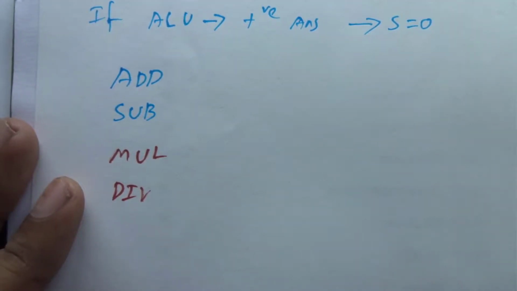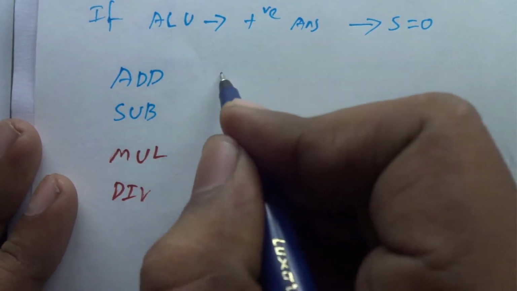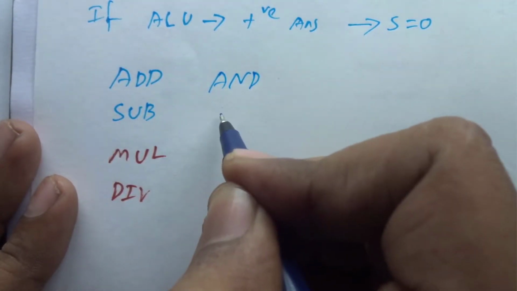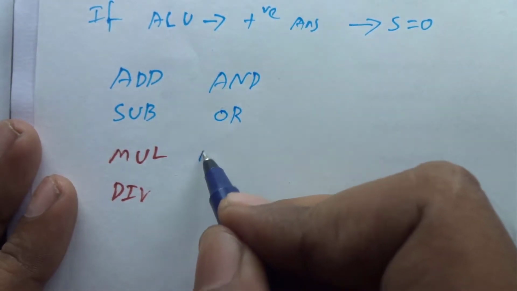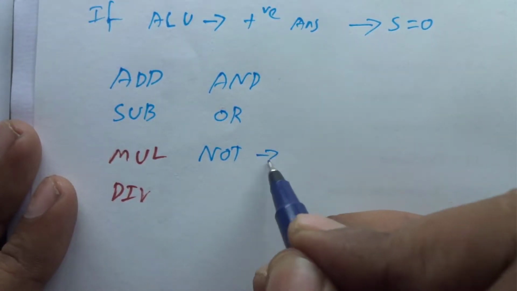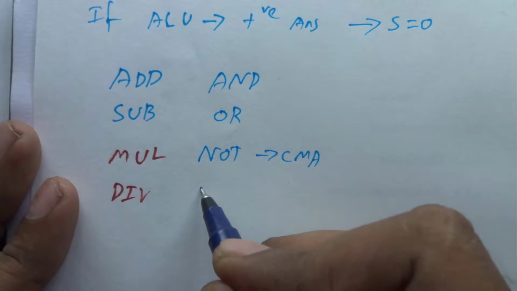In logical operations, you can perform AND operation, OR operation, NOT operation, which means complement, CMA, and XOR operation.